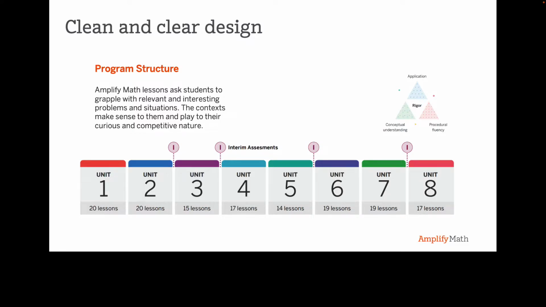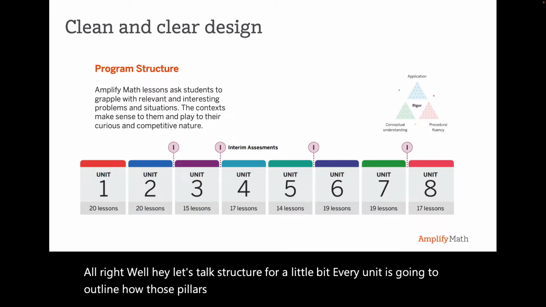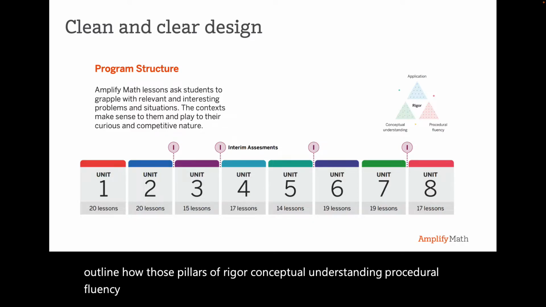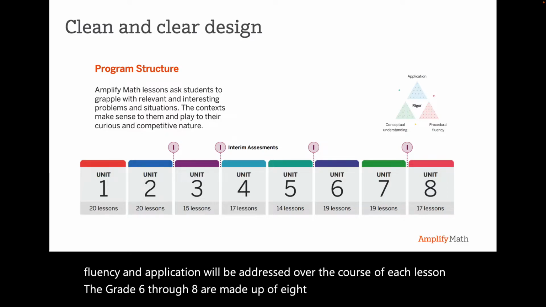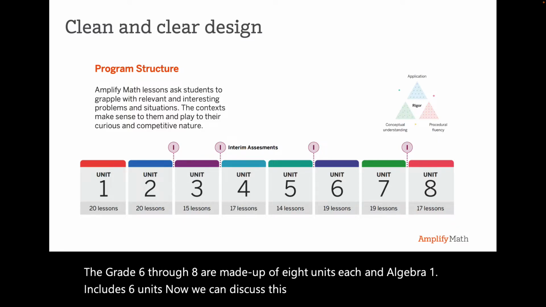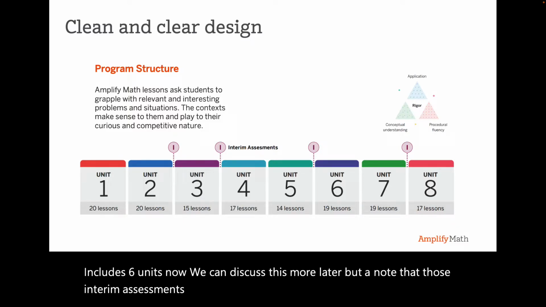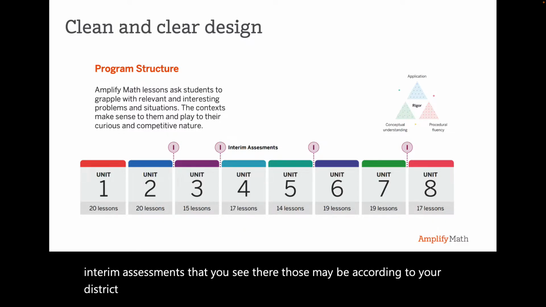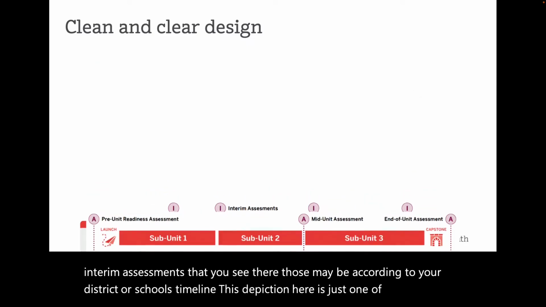All right, well, hey, let's talk structure for a little bit. Every unit is going to outline how those pillars of rigor, conceptual understanding, procedural fluency, and application will be addressed over the course of each lesson. Grades 6 through 8 are made up of 8 units each, and Algebra 1 includes 6 units. Now, we can discuss this more later, but a note that those interim assessments that you see there may be administered according to your district or school's timeline. This depiction here is just one of many possible administrations of that.